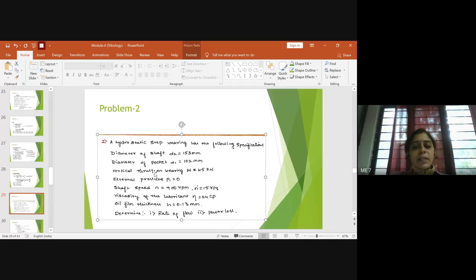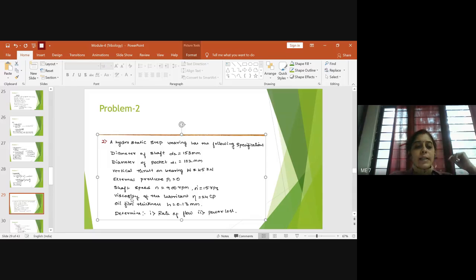If it is mentioned as a vertical thrust load or vertical thrust on the bearing, it is nothing but the load subjected on the hydrostatic bearing. So that will be W always, and it is given as 45 kilonewton. Kindly note it down. And here one thing you have to remember: the external pressure P1 is considered to be 0. So this is a condition you have to understand. P1, the external pressure, is assumed to be 0 in this case.